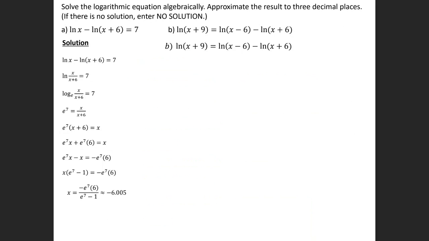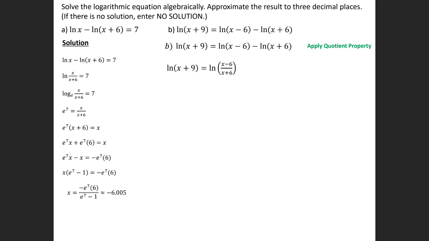All right, so let's go ahead and do B. The first thing that I'm going to do, again, is apply my quotient rule to condense the right side. I see that I have two logs that have the same base that are being subtracted from each other. So to condense it, I'm going to divide them, right? So we have the natural log of x plus 9 is equal to the natural log of x minus 6 divided by x plus 6, okay?